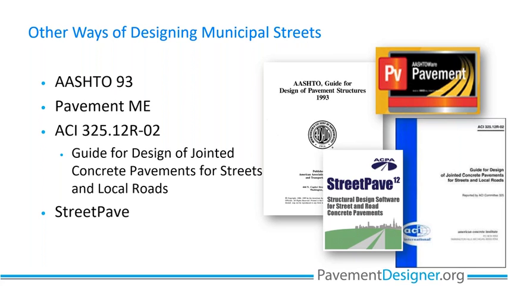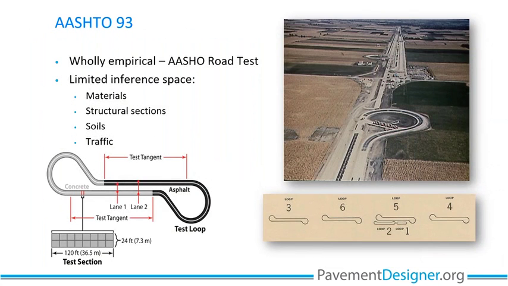It's been around for quite a while, as it was developed in 1993, but it also had iterations in 1986, 1972, and even in the early 1960s. All of those design guides are based on the AASHTO road test. They're wholly empirical, and they're based on that road test. Now, the AASHTO road test was performed in the late 1950s and early 1960s.